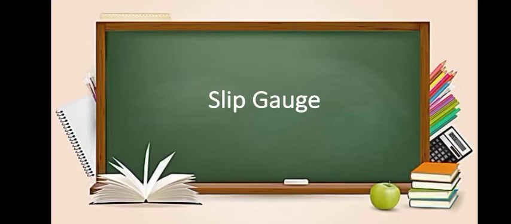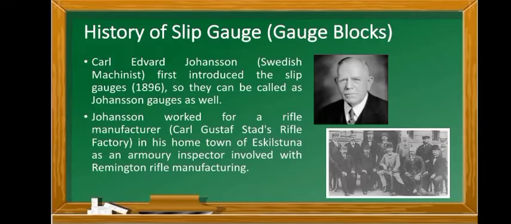So now let's tackle the slip gauge, its history, uses, and so on. Let's first know the history of the slip gauge: who invented or discovered this gauge, why it was invented, and what its purpose was. Carl Edvard Johansson, a Swedish machinist, first introduced the slip gauges in 1896. So, they can be called Johansson gauges as well.